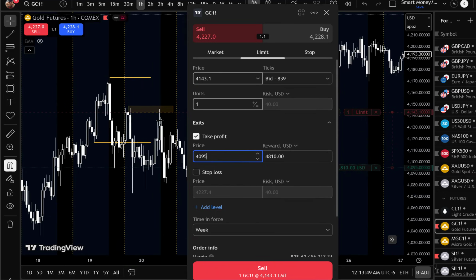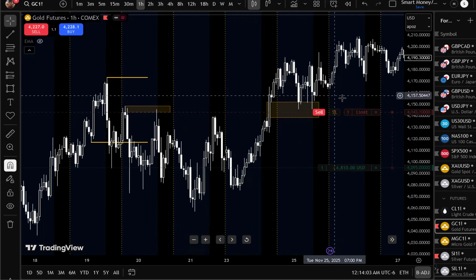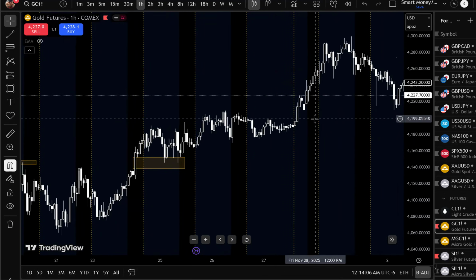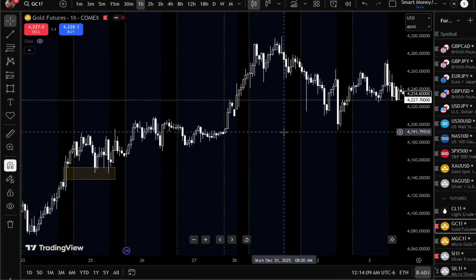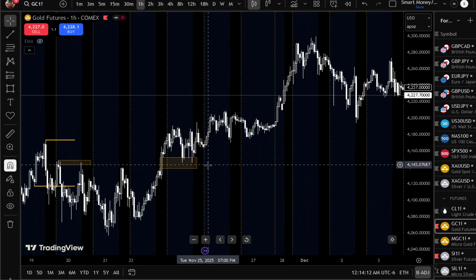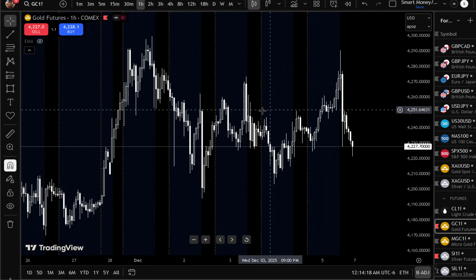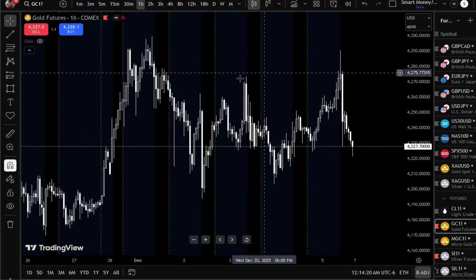One contract. Now that's one mini contract. All right. One micro would have given you $481. But that's what I wanted to show you guys. Let's see if we could do one more. That's why fair value gaps and order blocks are important, because that's where you find your entries when you trade ICC. That's your internal liquidity. That's the internal liquidity that I look for.